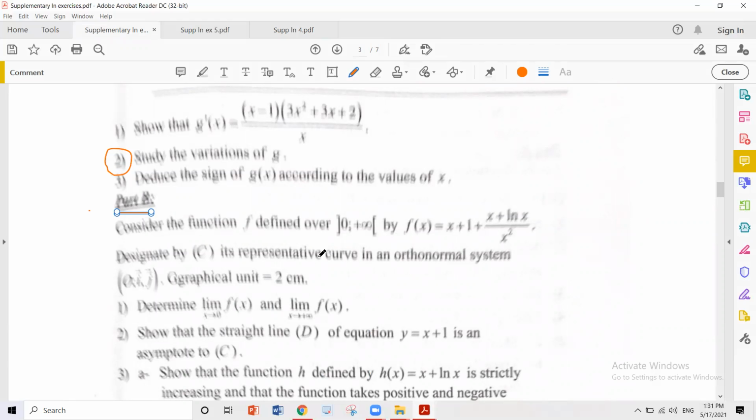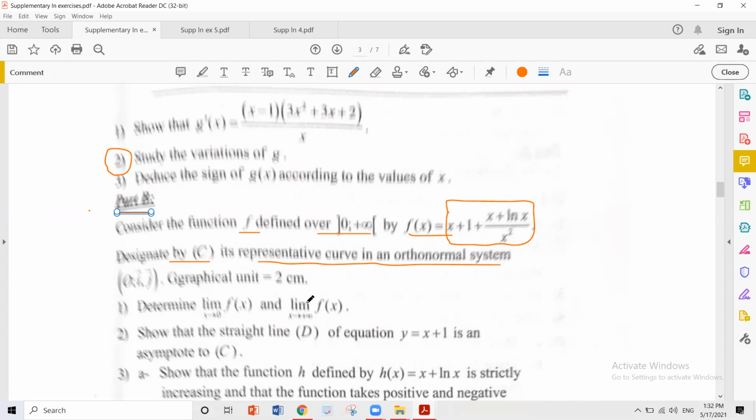Consider the function f defined over 0 plus infinity by f of x equals x plus 1 plus x plus ln x over x squared. Designate by C its curve in an orthonormal system. The unit is 2 centimeters.